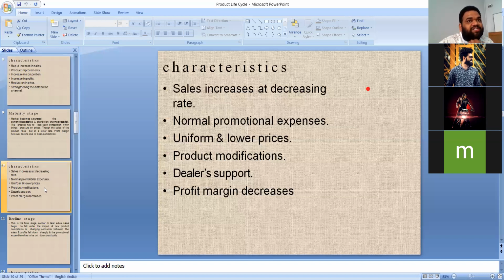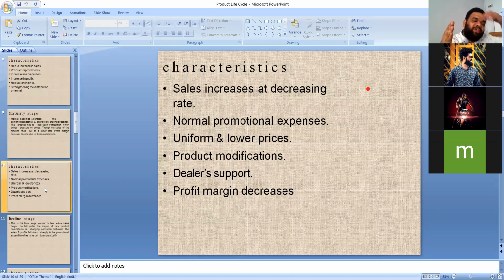and the maturity stage. As I said, the sales are increasing at a decreasing rate because people get bored, people get used to our products. People need some change, or people's tastes and preferences have changed. Now, based on their wants, needs, preferences and taste, we have to modify the product.